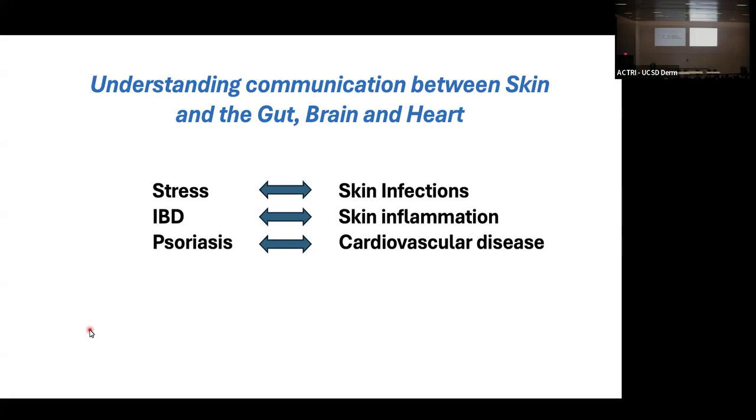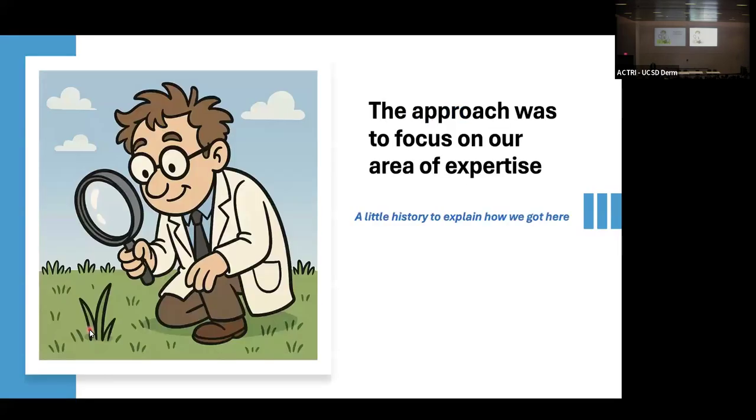So that's a little bit in terms of what you're talking about, prurigo nodularis, but there are many other things that stress can trigger in the skin, of course. Inflammatory bowel disease and skin inflammation, and then psoriasis and cardiovascular disease. And we'll talk about that a little bit more when we get to that section.